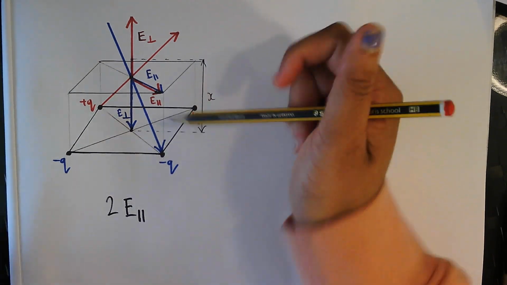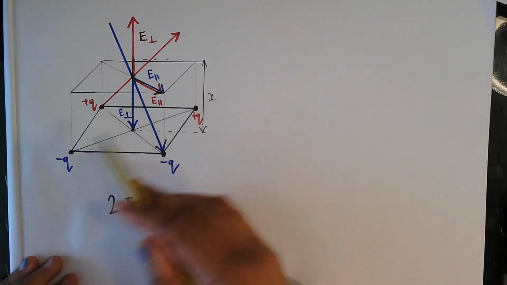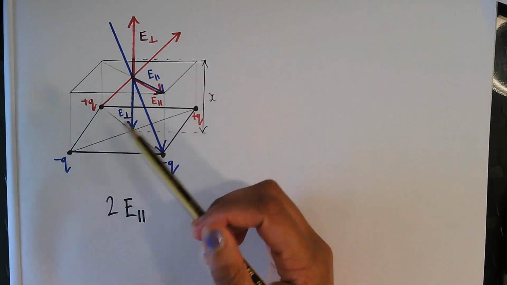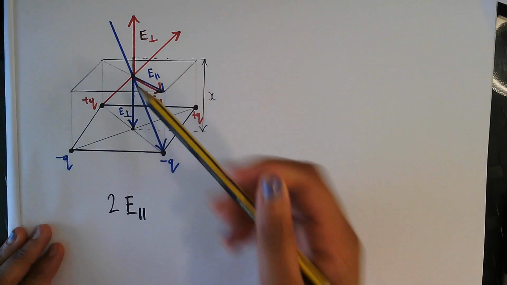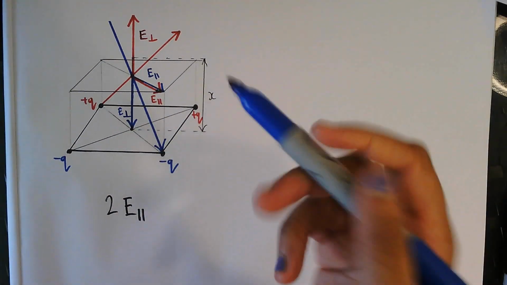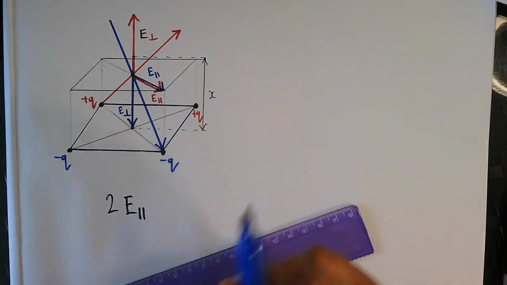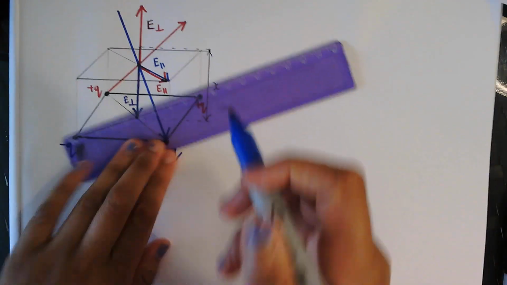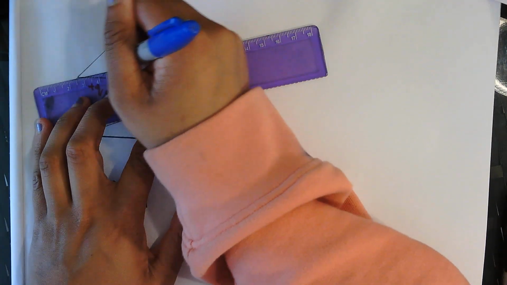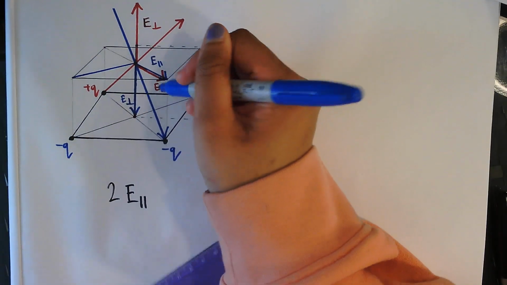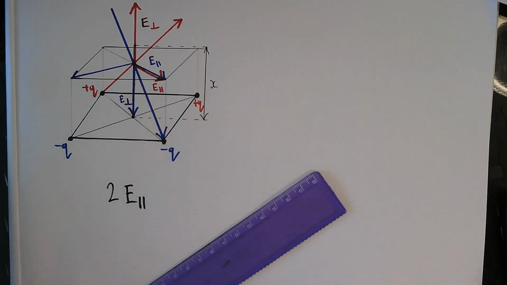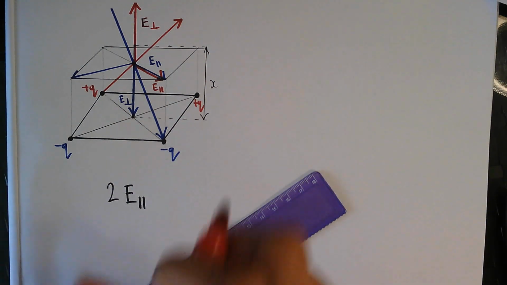And I can do something similar for the other two charges that are diagonally opposite to each other. I'm not going to draw them on, but you can see that the two components that we need to consider are just going to be in this direction, so perpendicular to these components here. And again, they are going to be in the same direction, so they will add up.